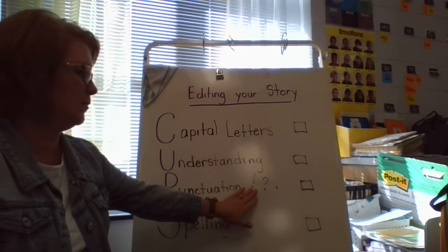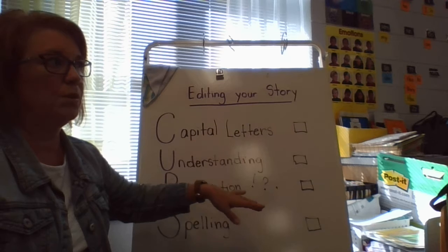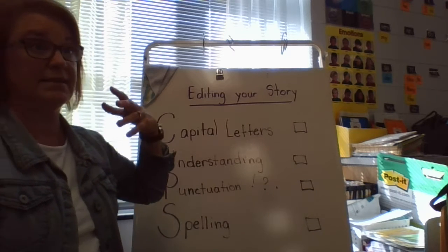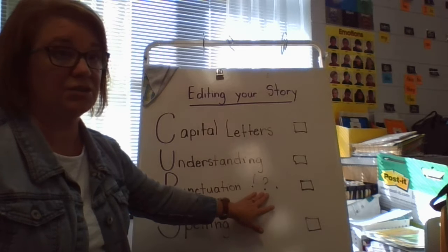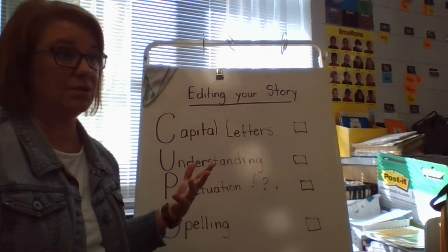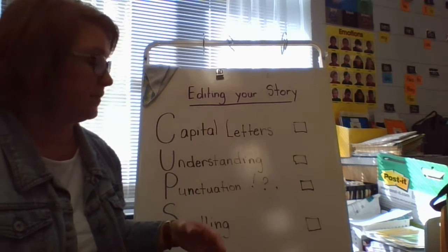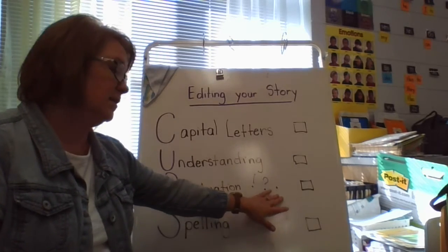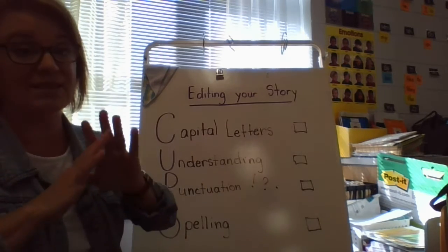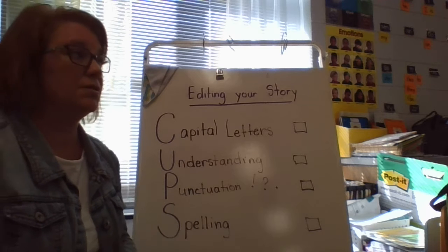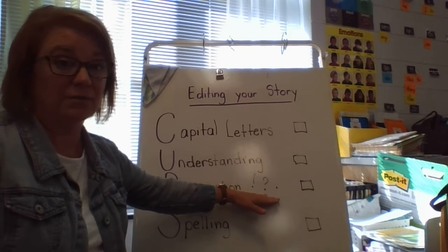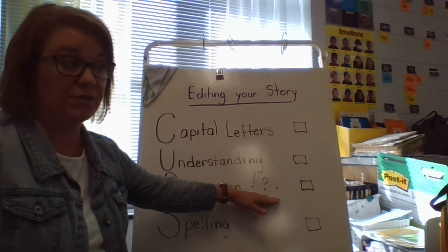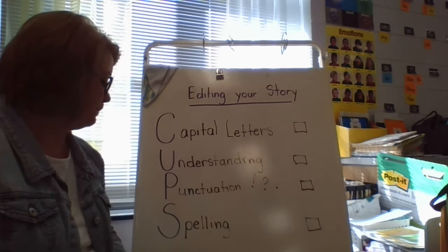So if you end it with an exclamation mark, we know that the reader needs to know that that's an exciting part. If you end the sentence with a question mark, the reader needs to know that you're asking a question. If you end in a period, then the reader needs to know that you're just telling them something. So the punctuation really tells the reader a lot about your feelings and what you're thinking in that story.